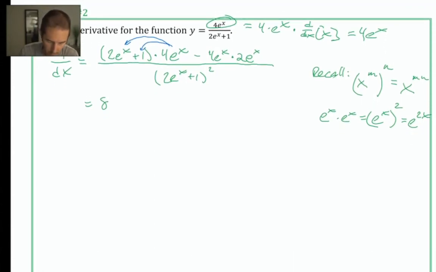I'm going to go directly to 8e to the 2x over here, and we're distributing in times the plus 1, so that's another 4e to the x, minus, we've got some multiplication over here. I see the 2 times the 4 gives us the 8. Oh, it's another 8e to the 2x. And it's all divided by that same denominator.